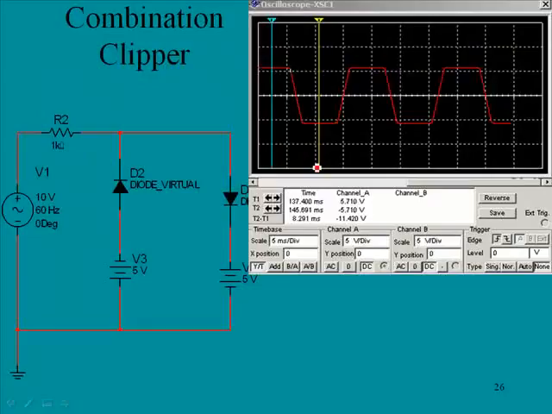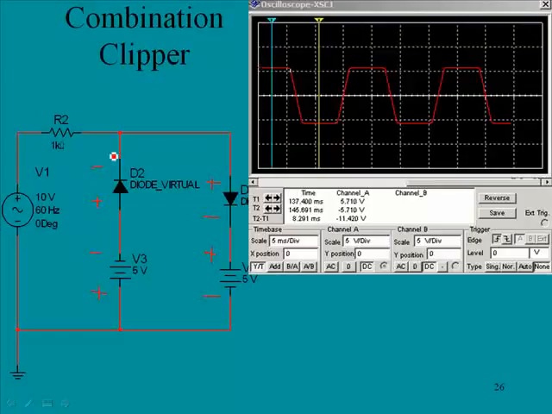Then this is a combination clipper. In this case, we have again used the minus 5 volts and the positive 5 volts. In this case, we flipped one of those diodes over, so now it's going to be positive to negative here, and we have positive to negative here. There's no opposition here. Here we go positive to negative and positive to negative.